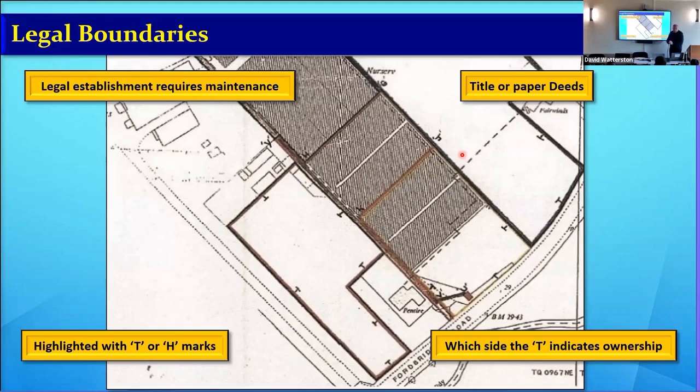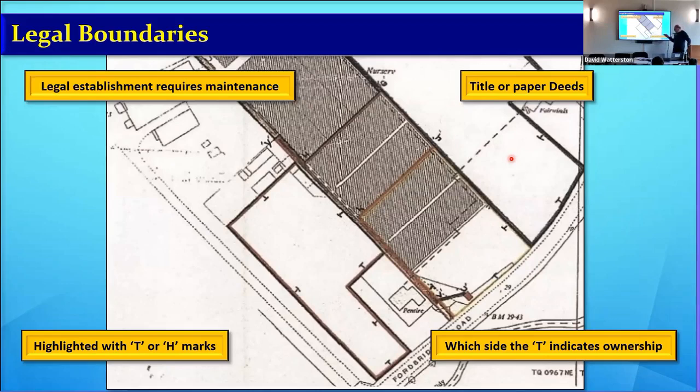I don't know if you ever come across anything like that, but in lots of Land Registry deeds, you'll get little T's on the edges that denote the ownership of that boundary. And they sometimes can have an H on it. So if it has a T on the other side, it looks like an H. All right.